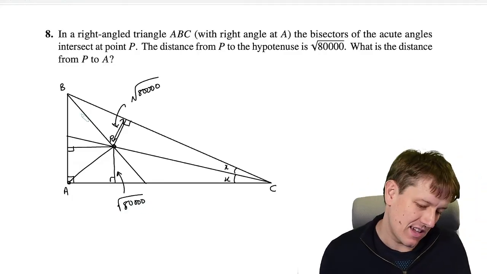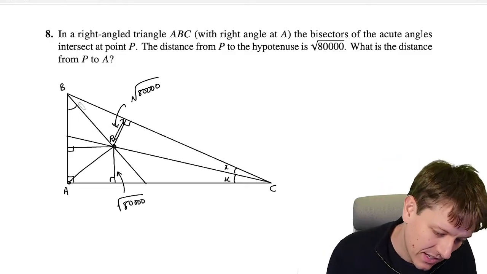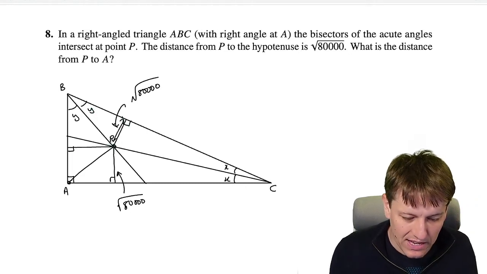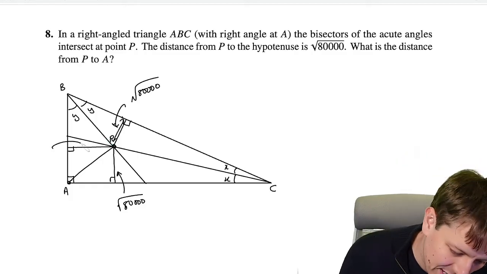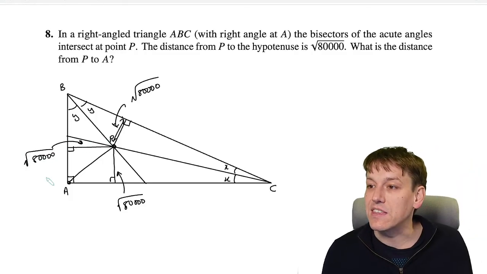And then in these triangles up here, we've got exactly the same argument as well. Right, I've got an angle bisector, so these angles are equal. Again, I've got right angles here, and these angles must be equal. They share a common side, so they are congruent. So actually this side length here must also be the square root of 80,000.